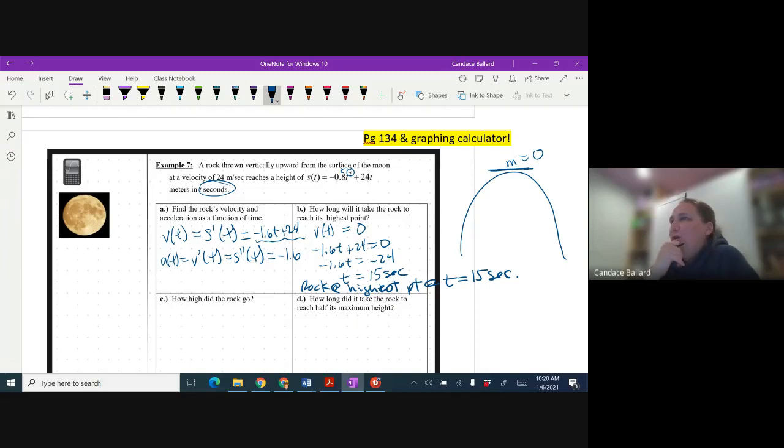How high did the rock go? All right, so I need ideas here. I know it's at its highest point at 15 seconds. I need the height at its highest point. So where do I get the height from? Is it from the position, the velocity, or the acceleration? And then what am I going to have to do with that equation? I'm going to give you about a minute. I'm going to be quiet for a minute and take another bite of my breakfast, now that it's almost lunchtime.